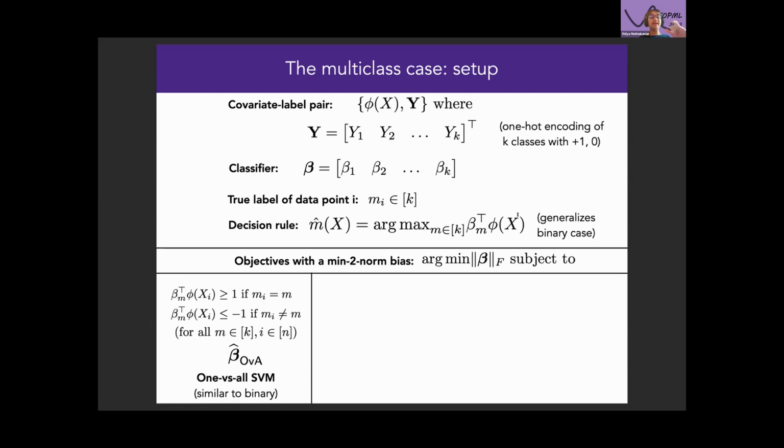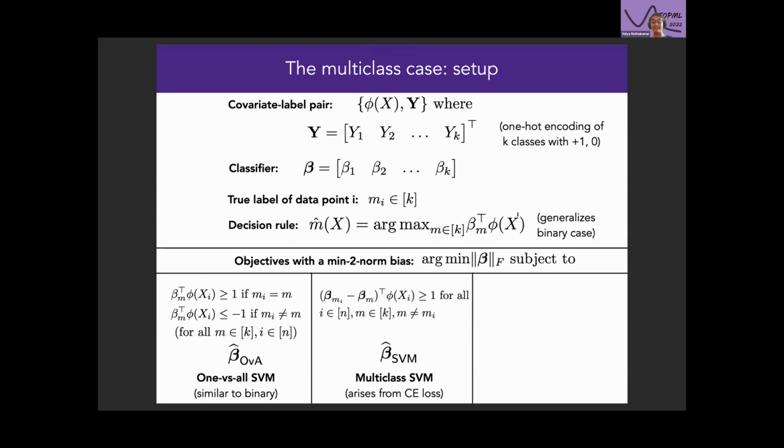However, it's worth noting that this is in fact not exactly the same as the multi-class SVM, which is the one that arises from the implicit bias of cross-entropy loss. In the multi-class SVM, the constraints are somewhat weaker. Here, you consider the true label mi and any alternative label m for any given data point, and the difference of these inner producted with the feature vector needs to be greater than or equal to 1. It's not a particularly interesting algebra exercise to go through, but you can verify that in general, a solution that satisfies the one versus all constraints will also satisfy the multi-class SVM constraints, but this is not necessarily true vice versa. So in some sense, the one versus all constraints are a lot stronger than the multi-class SVM case.